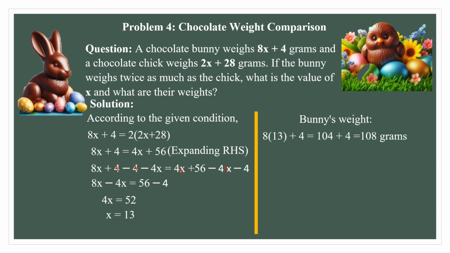So you have to substitute the value of x and you get bunny's weight to be 108 grams and chick's weight you get to be equal to 54 grams.